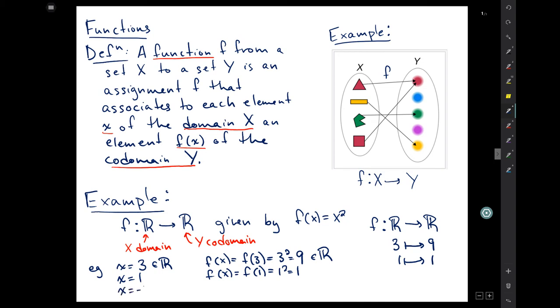And if x is minus 1, and I look at what it gets sent to, f of minus 1 is negative 1 squared, which is also 1. So negative 1 also gets sent to 1.